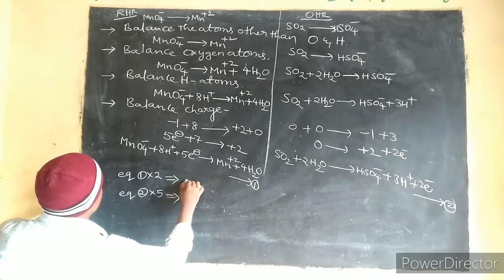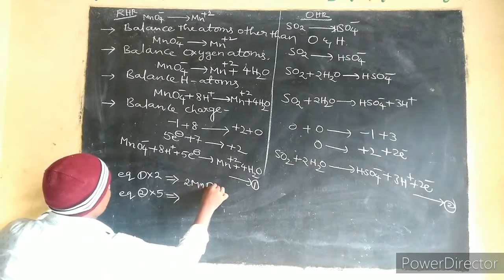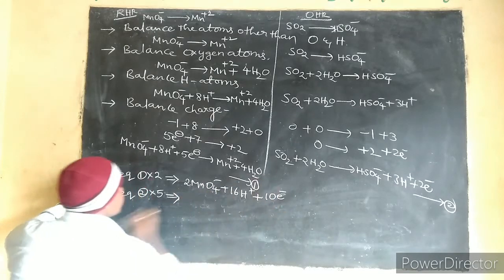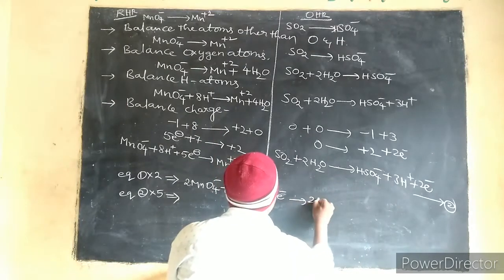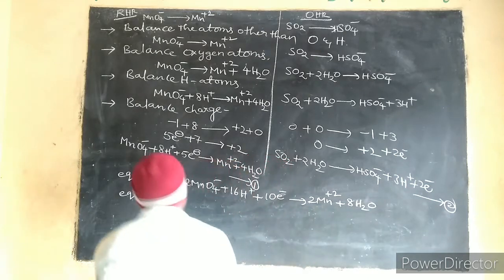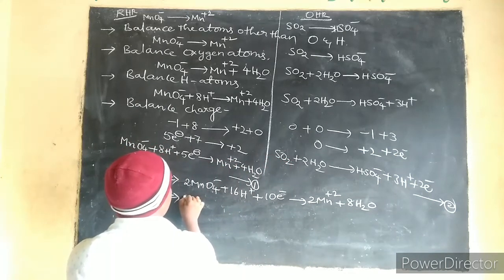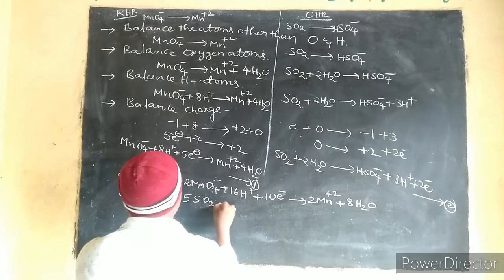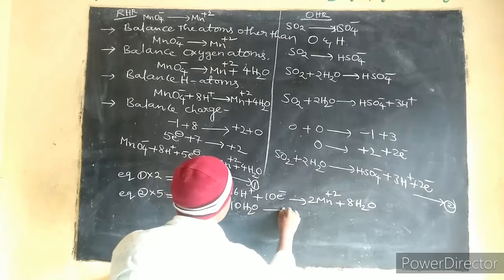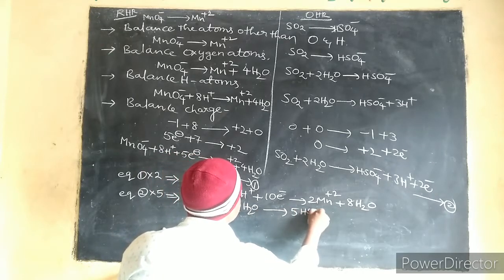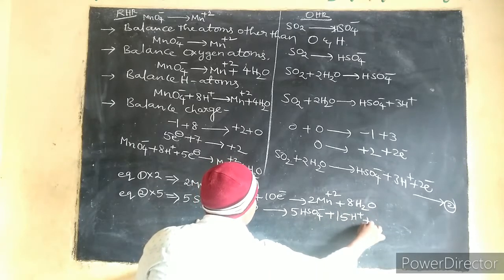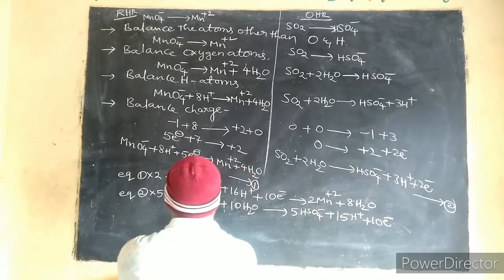So, 2MnO4 minus plus 16H plus plus 10 electrons goes to 2Mn2+ plus 8H2O. Correct? And for this one, 5SO2 plus 10 water molecules goes to 5HSO4 minus plus 15H plus plus 10 electrons. Correct?